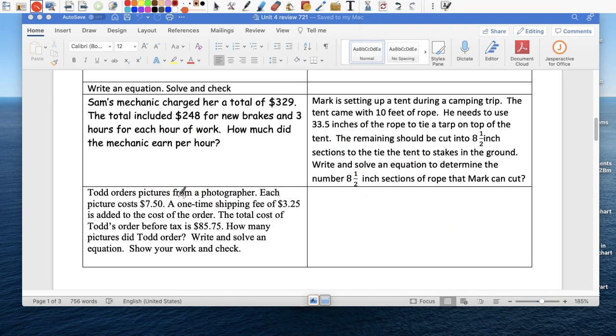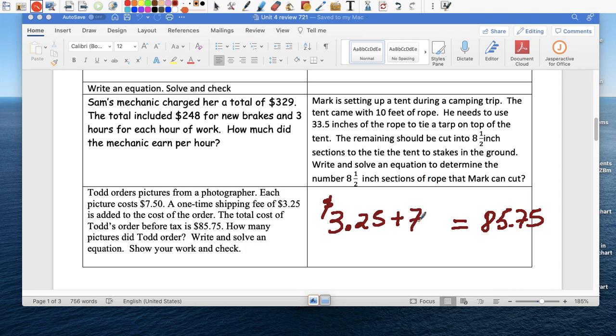Todd orders pictures from a photographer. Each picture costs $7.50. A one-time shipping fee of $3.25 is added to the cost. The total cost of the order was $85.75. How many pictures did he order? Well, okay, so we know the total was $85.75. What was in that? There was the shipping fee. So UPS, FedEx, he paid $3.25 for shipping plus all the pictures that came in the box, right?